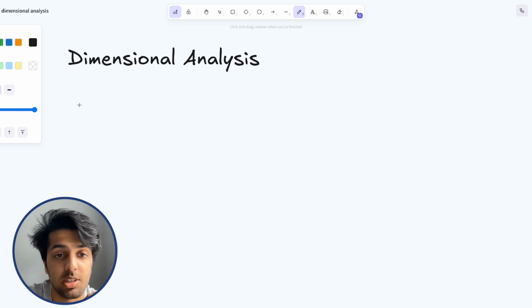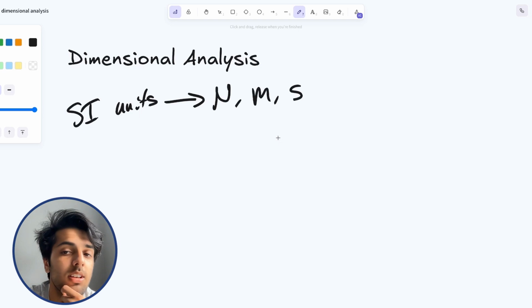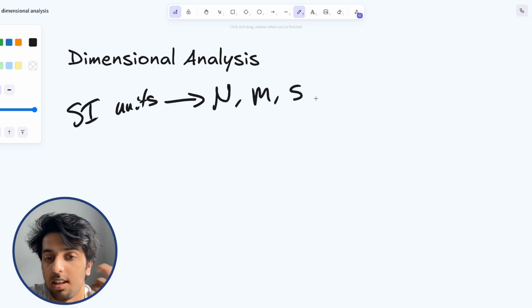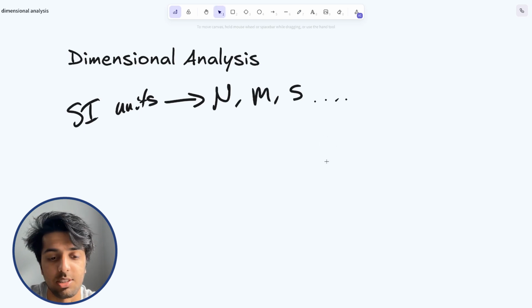When we have units, we have our common SI units, right? And these are our Newton, the meter, second, etc. And these units are internationally recognized. So wherever you go in the world, these units are valid in all scientific papers and stuff.